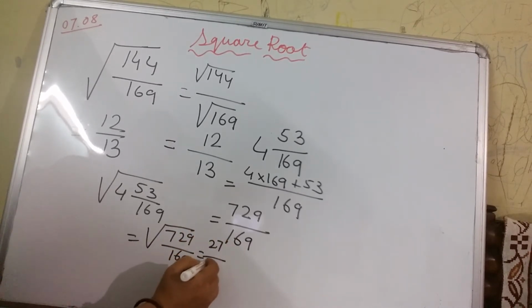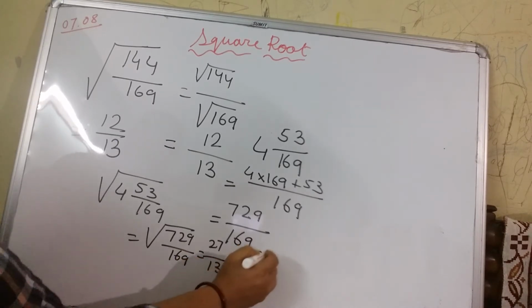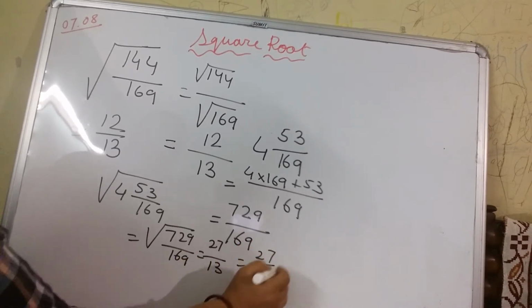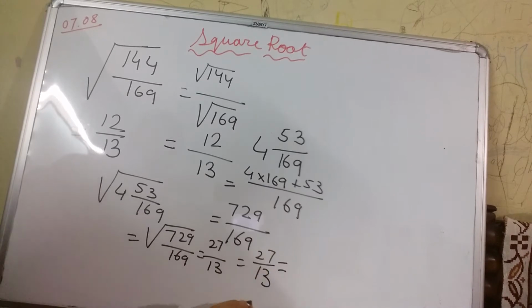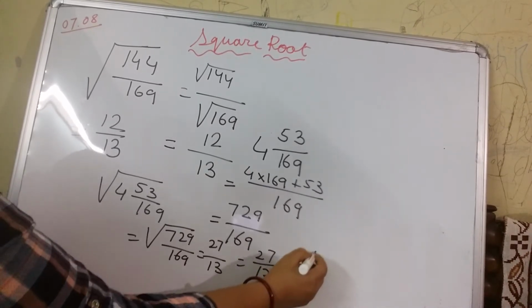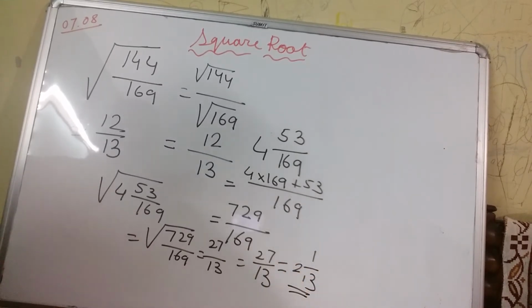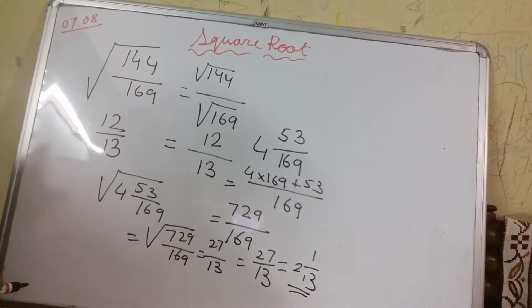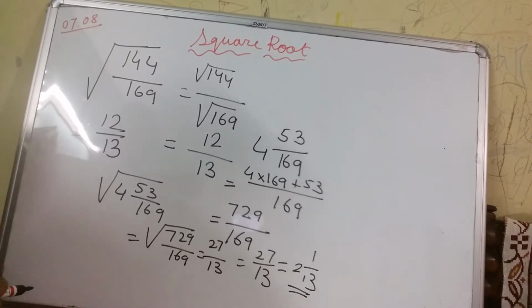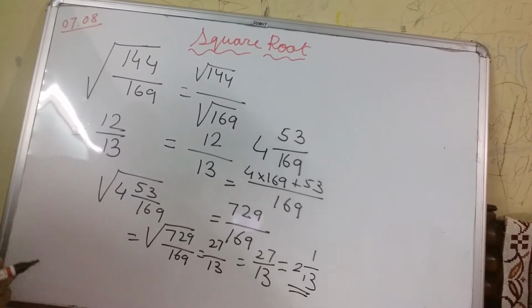and square root of 729 is 27 and square root of 169 is 13. So your answer will be 27 by 13. If you make it a mixed fraction, it will become 2 whole 1 by 13. That is your answer. Okay, so you remember, whenever you are asked to find out the square root of a fraction, you have to find out the square root of numerator and square root of denominator separately.